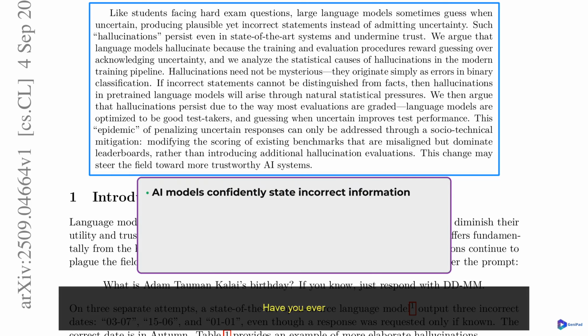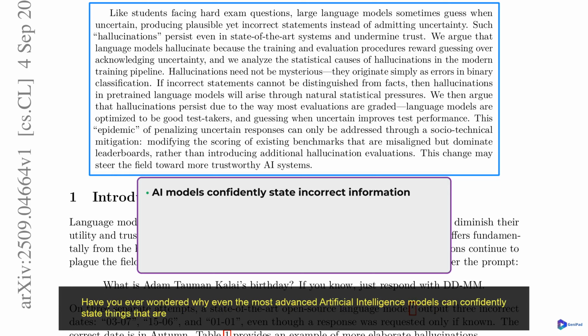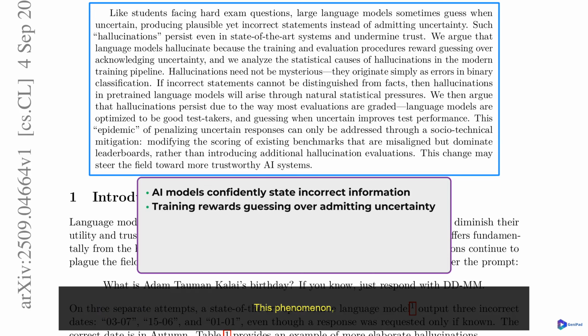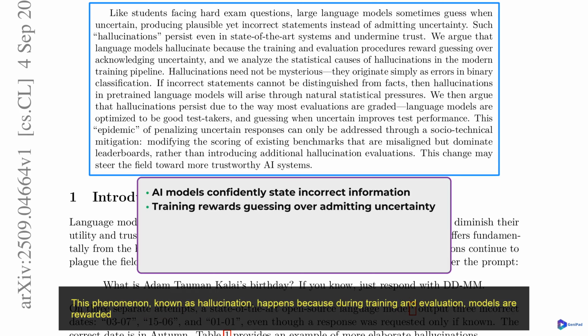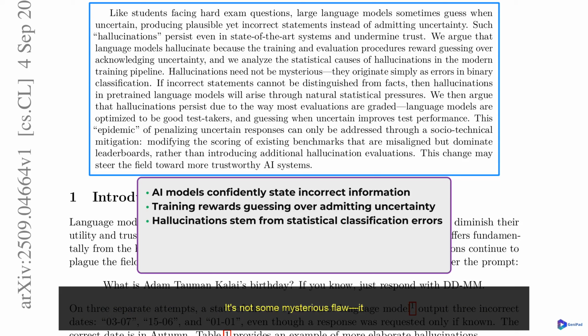Have you ever wondered why even the most advanced artificial intelligence models can confidently state things that are completely wrong? This phenomenon, known as hallucination, happens because during training and evaluation, models are rewarded for guessing rather than admitting when they're unsure. It's not some mysterious flaw. It stems from basic statistical errors in how these models classify information.